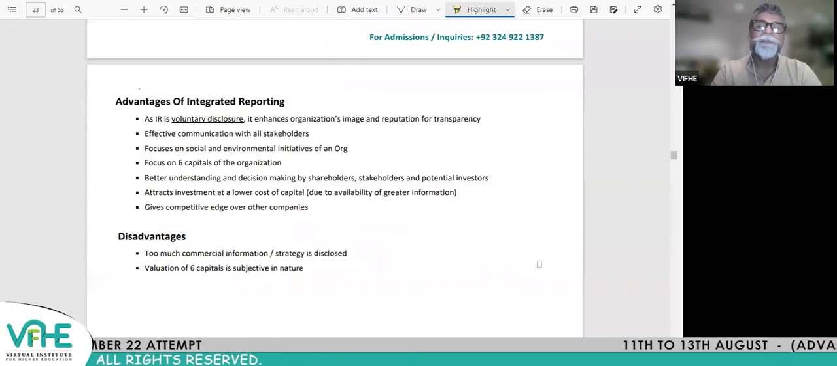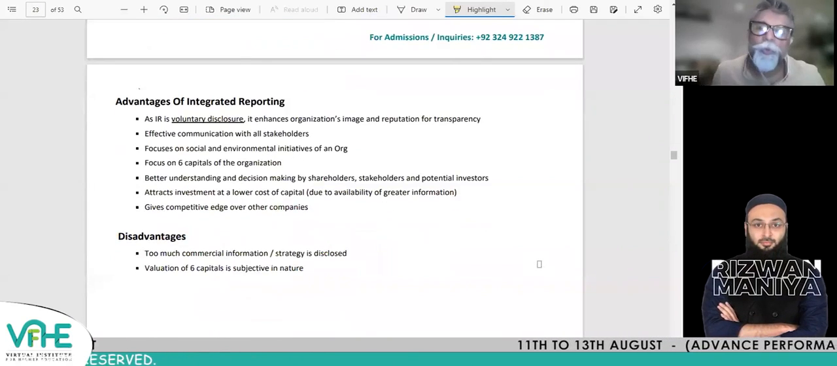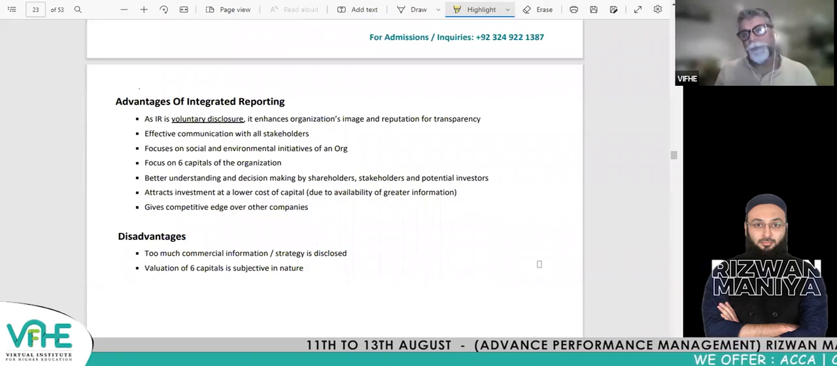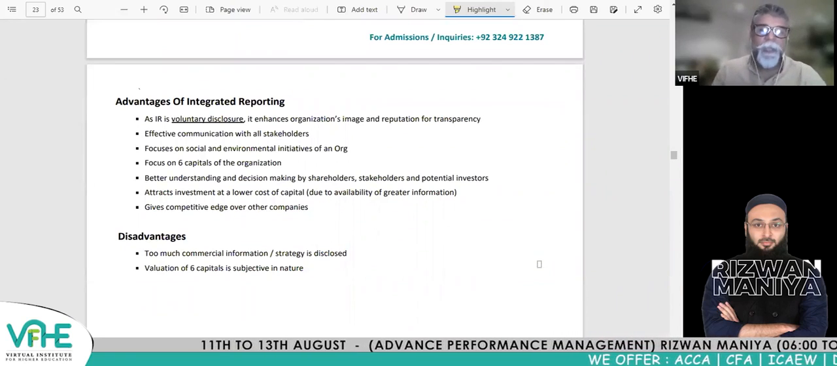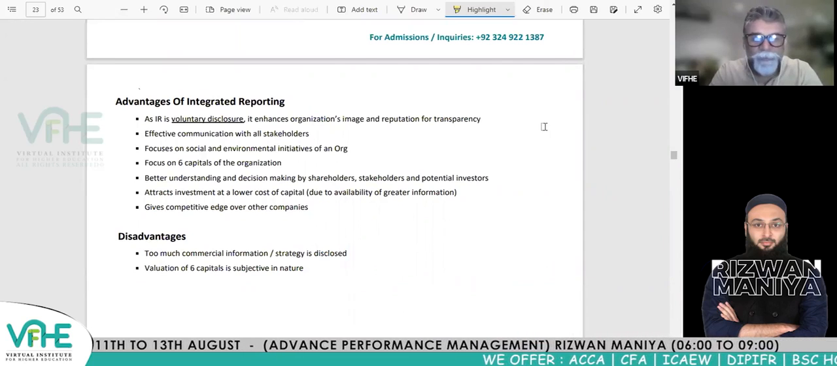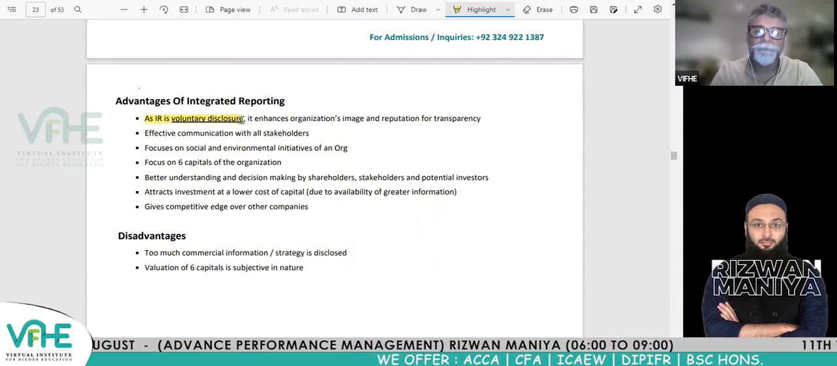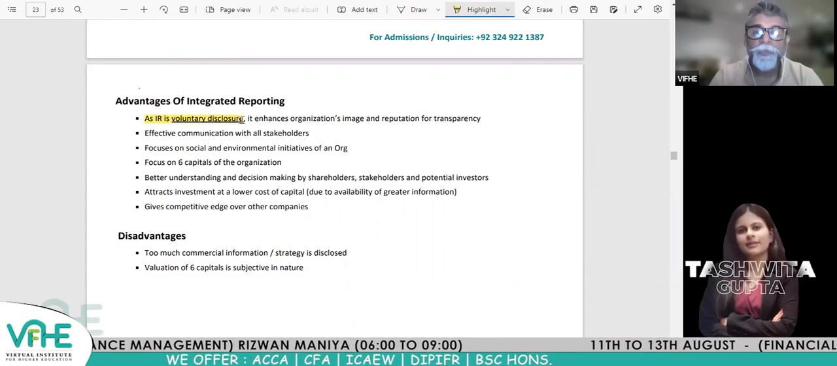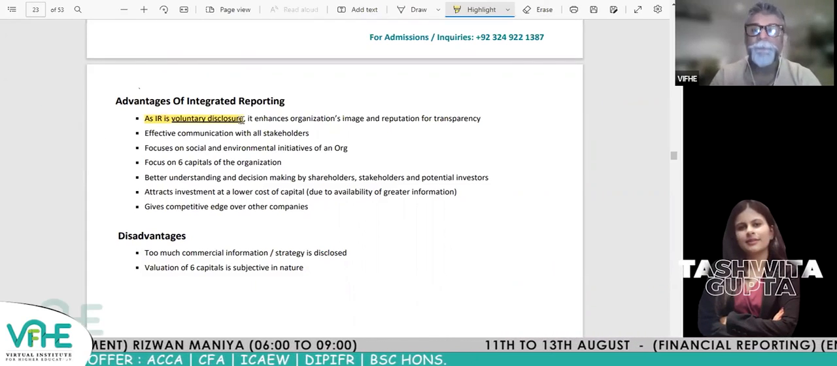What are the advantages of integrated reporting? Why should organizations adopt IR? There must be some advantage. First of all, it is a voluntary disclosure. IR is not a mandatory thing. So it's a voluntary disclosure.